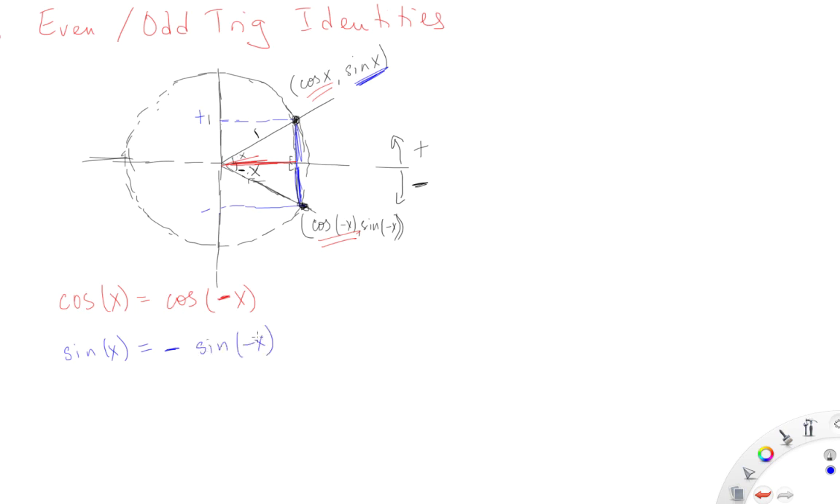Okay, so the first identity is cosine of x is exactly the same as cosine of minus x. They're both positive on this side of the coordinate plane. And the second identity is that sine of x going up is really equal in value to sine of minus x. However, it's going to be negative. It's going to have the opposite sign.